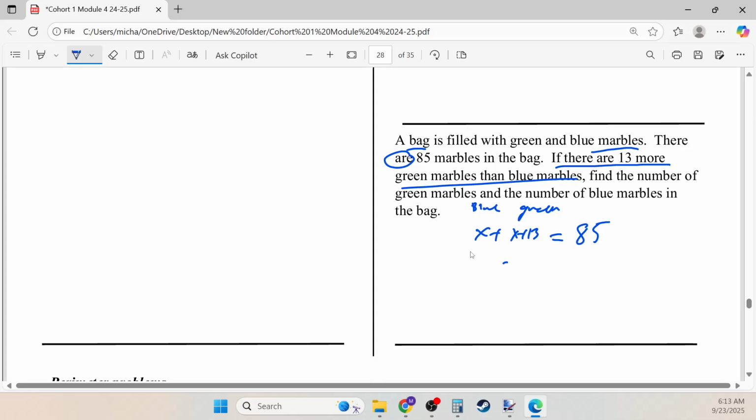We have this, that's 2x equals, we subtract 13 from both sides, 72. X equals 36, that's the blue. And plus 13 equals 36 plus 13, which equals 49. That's the green. Okay.